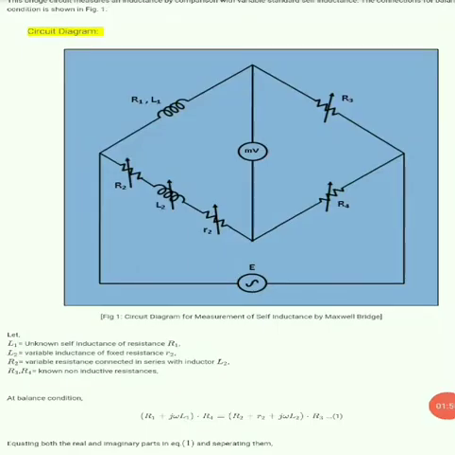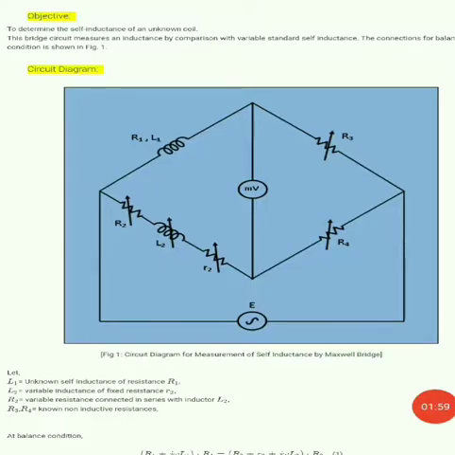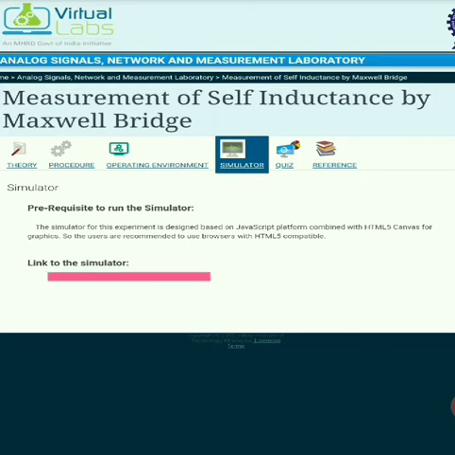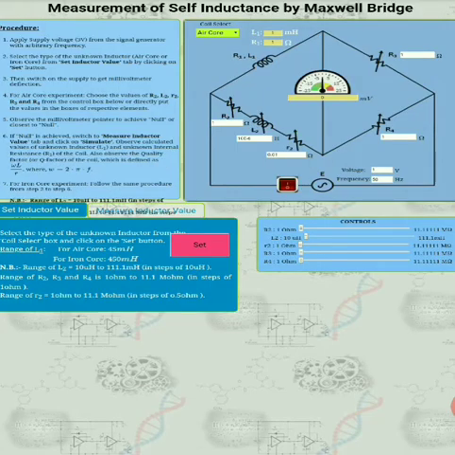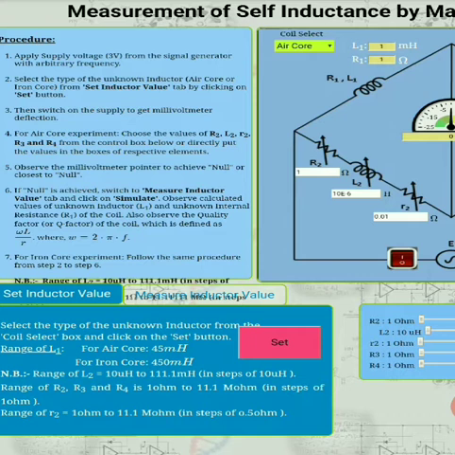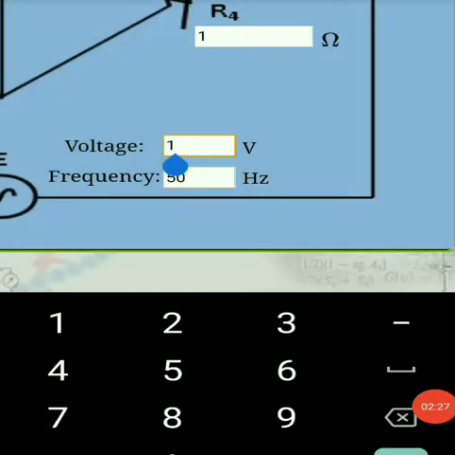Now we will perform the experiment. First procedure, apply supply voltage 3 volt from the signal generator with arbitrary frequency. Signal generator voltage 3 volt.